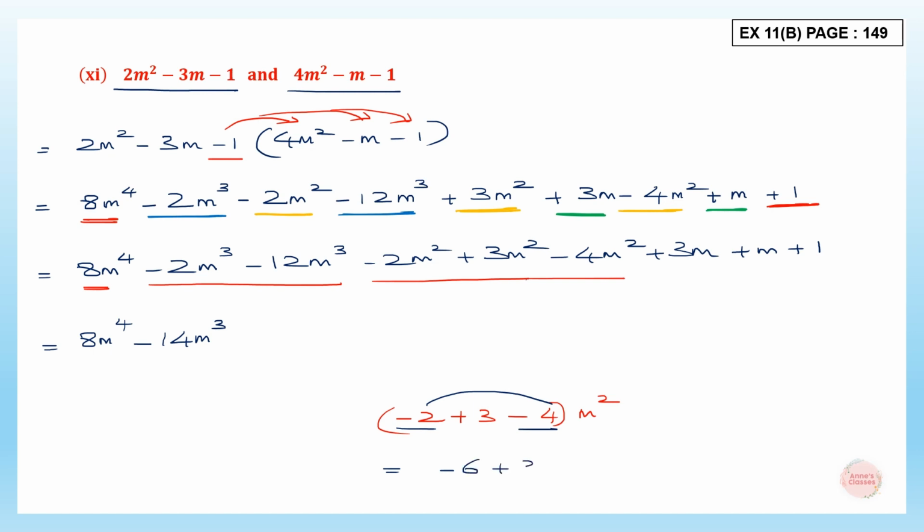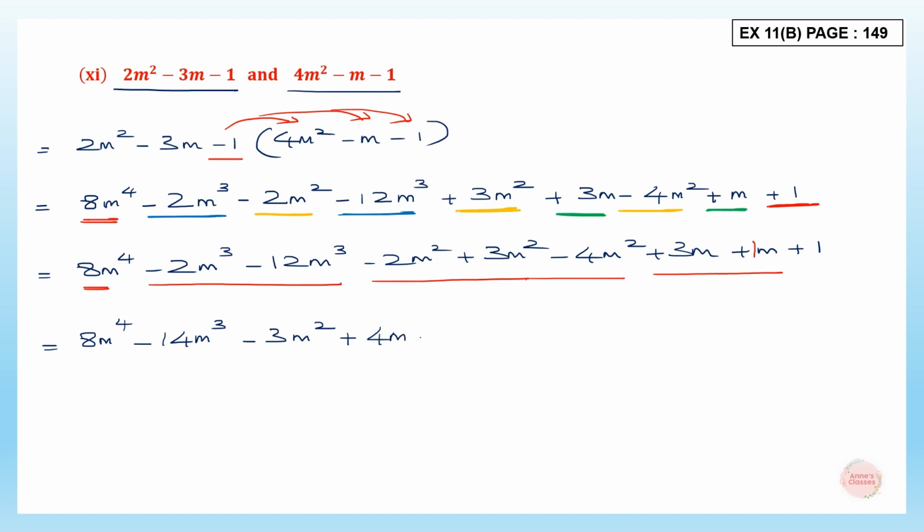Then we have plus 3m square. Now here signs are different. Put the sign of the bigger number and subtract. 6 minus 3 is 3m square. So this is minus 3m square. Then we have plus 3m and plus m, which is 1 here. 3 plus 1 is 4. So this will be plus 4m, and what is left is a number plus 1. So we have our final answer here. 8m to the power of 4 minus 14m cubed minus 3m square plus 4m plus 1.